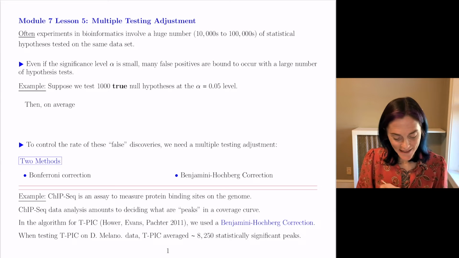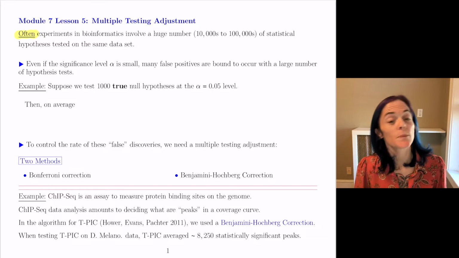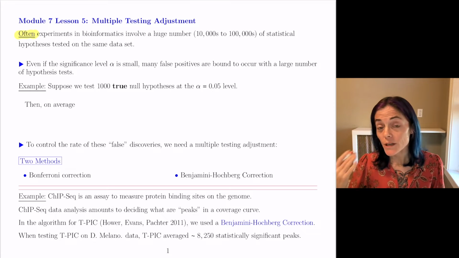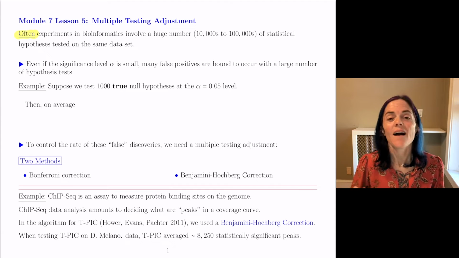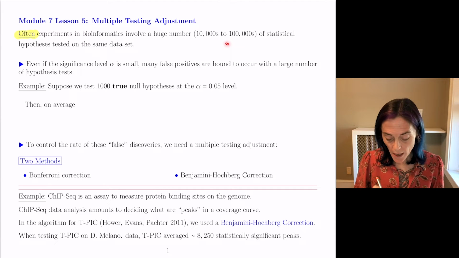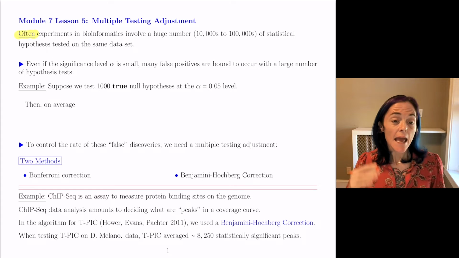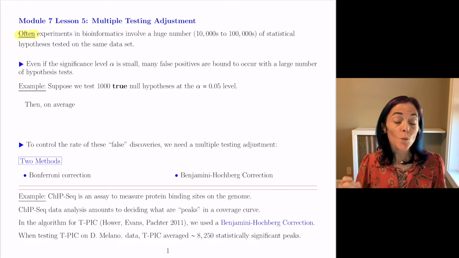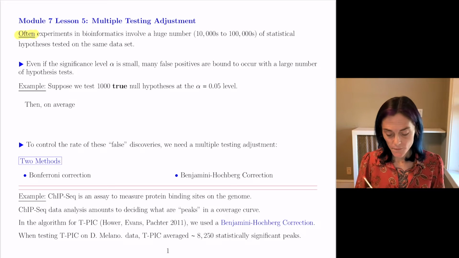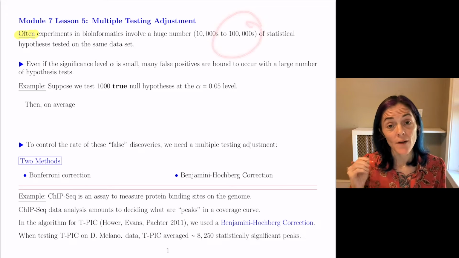Often, I will highlight this word, often, experiments in bioinformatics involve a huge number of statistical hypotheses tested on the same data set. Could be hundreds of thousands. And even if you have a small significance level, you will have many false positives because of the sheer number of hypotheses tested.